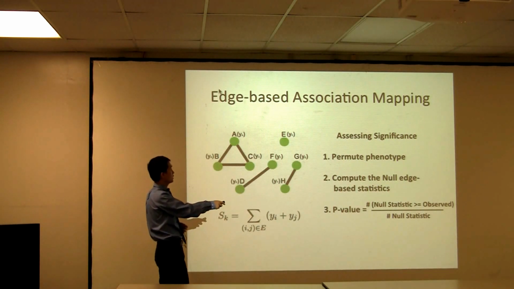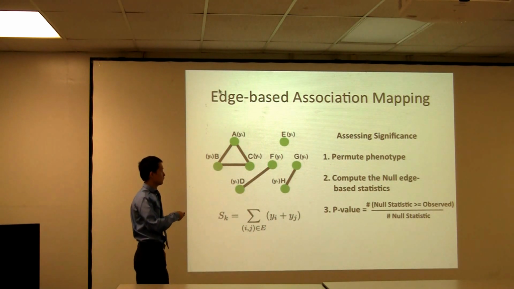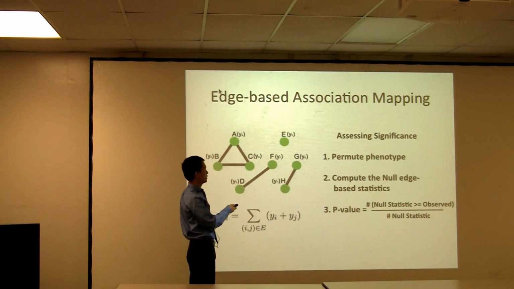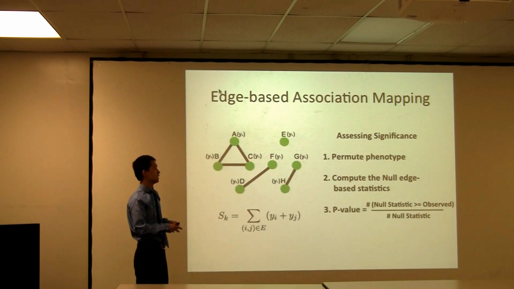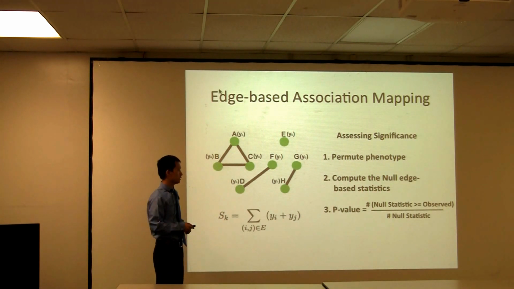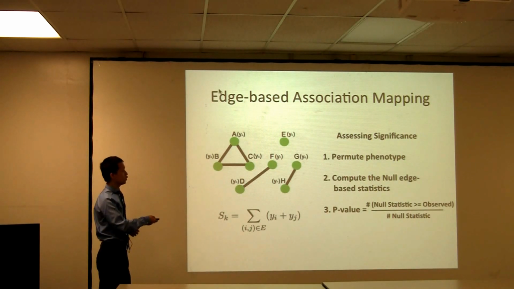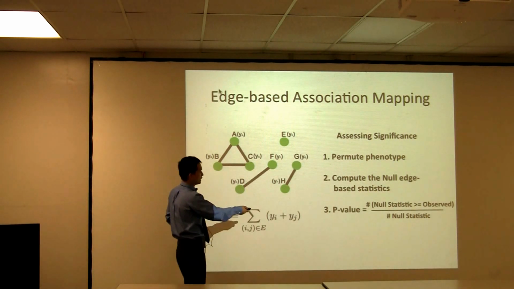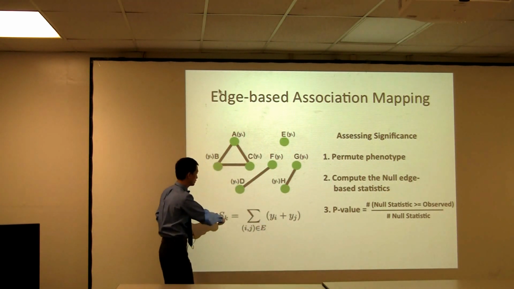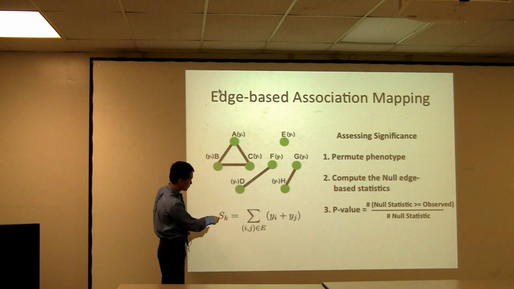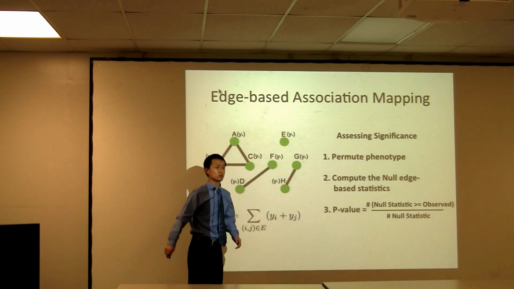So we will permute the vector of the phenotype, and for each permutation we compute the statistic based on this permutation, and this will serve as the null distribution of the test statistic. And the p-value will be the number of null statistics greater than the observed statistic from the original test, divided by the total number of permutations.